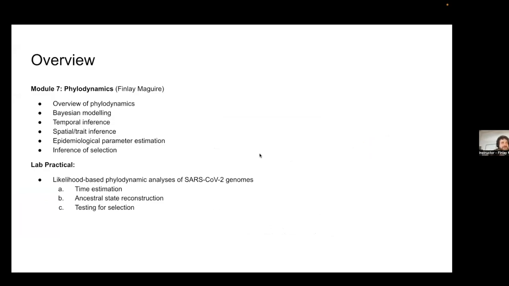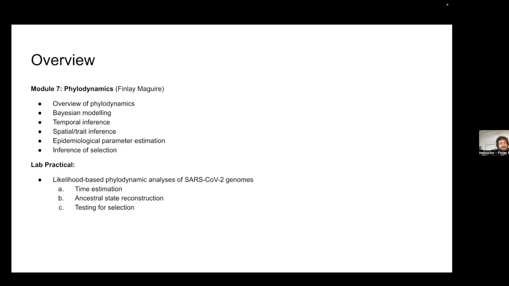So today we're covering a lot of area, right? Phylodynamics is a very big topic. There very easily could be, and in fact there are, entire workshops dedicated to just aspects of phylodynamics. So we're going to have a high-level overview of phylodynamics, as well as a couple of different types of modeling techniques, as well as a couple of different types of analysis. So looking at temporal inference, looking at spatial trait inference, looking at some epidemiological parameter estimation, and looking at some inference of evolutionary pressures and forces, such as selection.